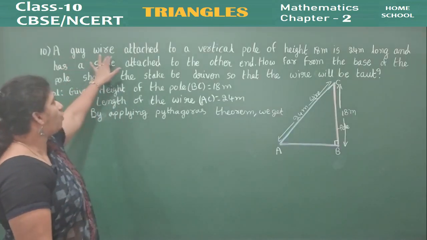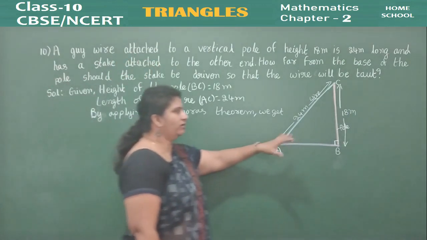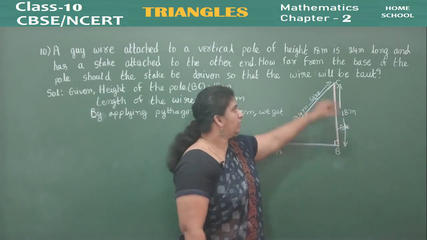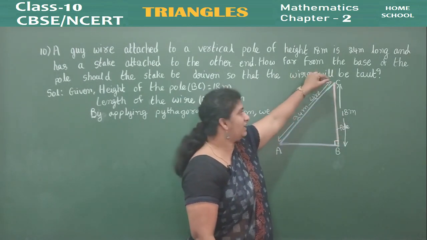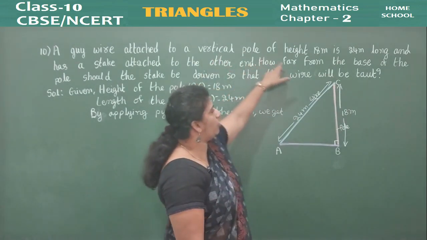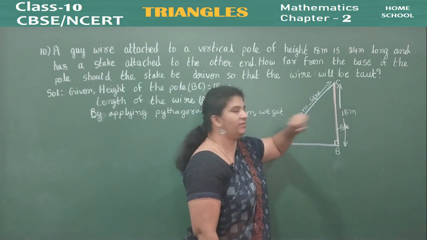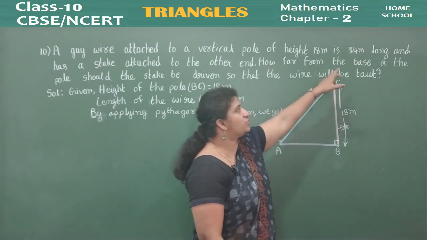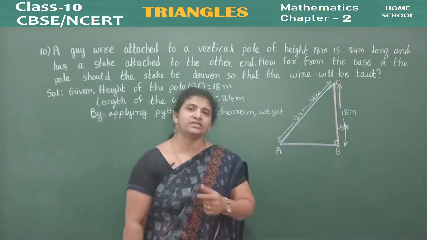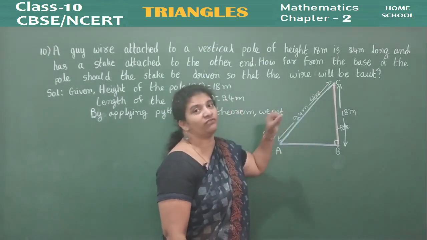A guy wire attached to a vertical pole. Look here, this is your vertical pole. A guy has attached a wire to a vertical pole of height 18 meters. What is the pole height? 18 meters. The wire is 24 meters long. What is 24 meters long? The wire length is 24 meters.